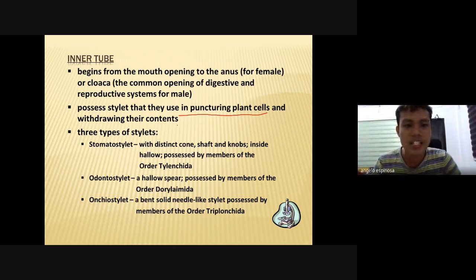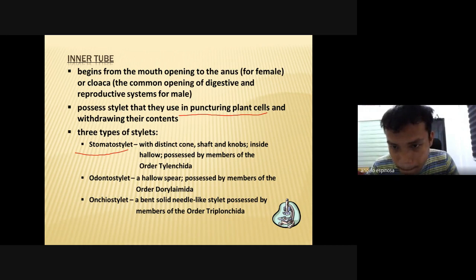First, we have the stomata stylet. Hanapin natin dito kung saan example ng stomata stylet. Okay, dali lang ha. Saan yung target ng type ng stylets na yan? Ang target niya ay sa stomata. Okay? It is a stomata stylet. Okay, this one here.